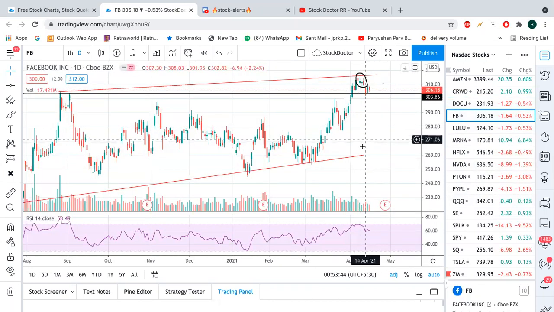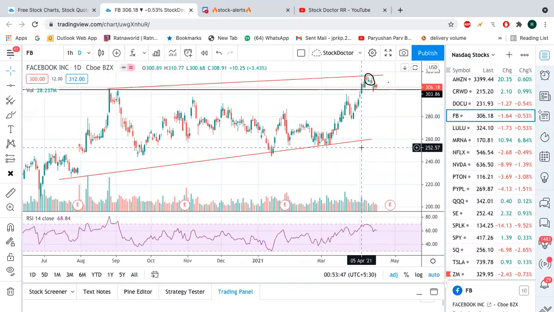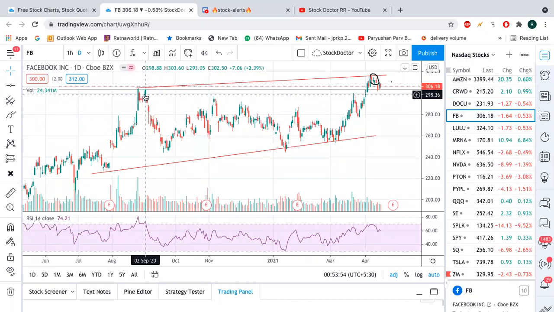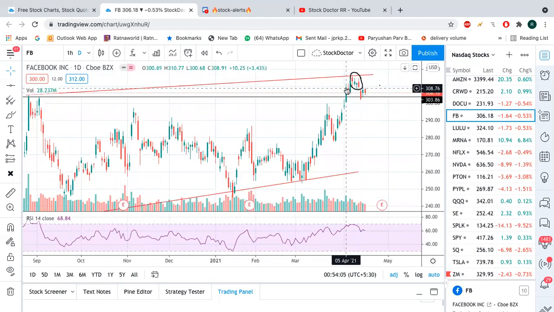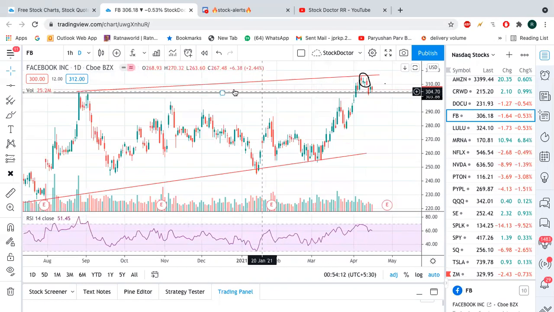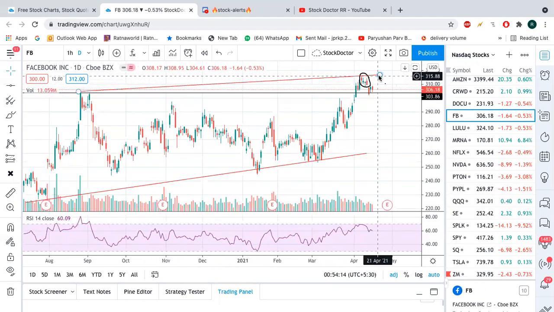The next stock is Facebook. I recommended Facebook to buy above 300 levels because it broke its previous resistance which was on 26 August 2020. It broke that resistance with a green candle, but volume was not that attractive. So right now it has the trend line resistance at 316 levels.